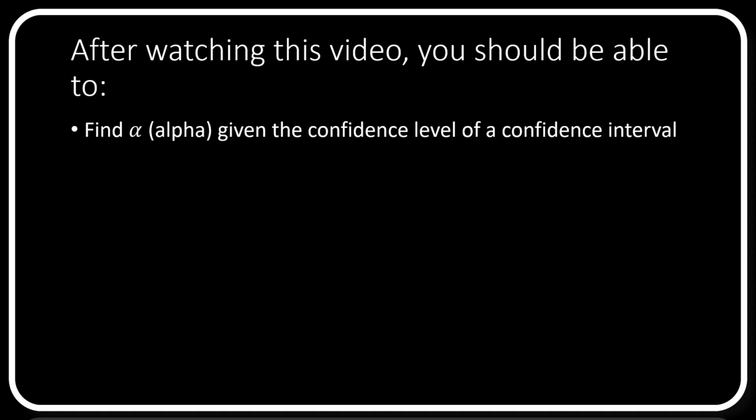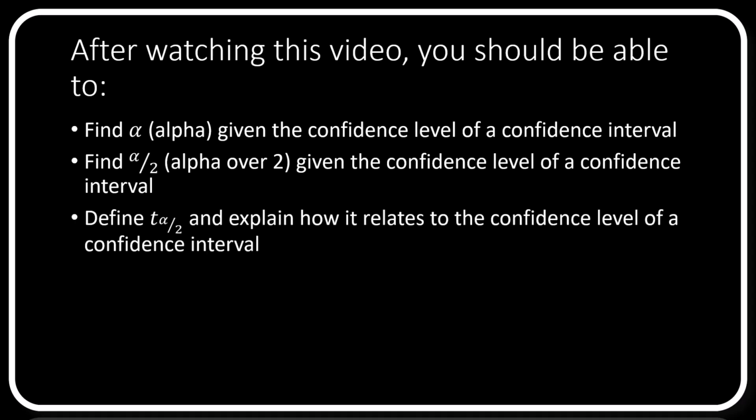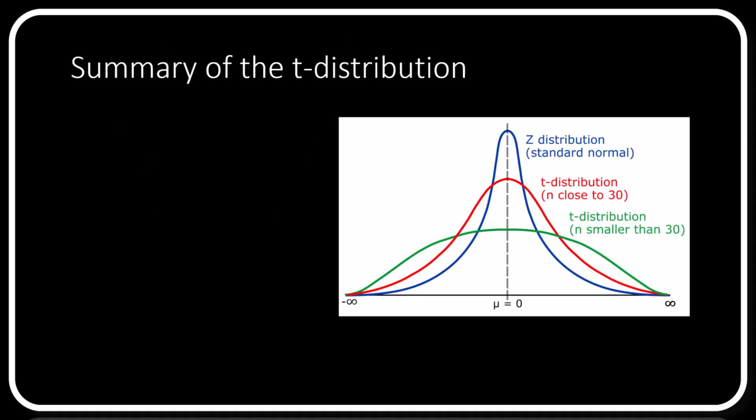Let's begin. After watching this video, you should be able to find alpha given the confidence level of a confidence interval, and find alpha over 2 given the confidence level of a confidence interval. You should also be able to define t of alpha over 2 and explain how it relates to the confidence level of a confidence interval.